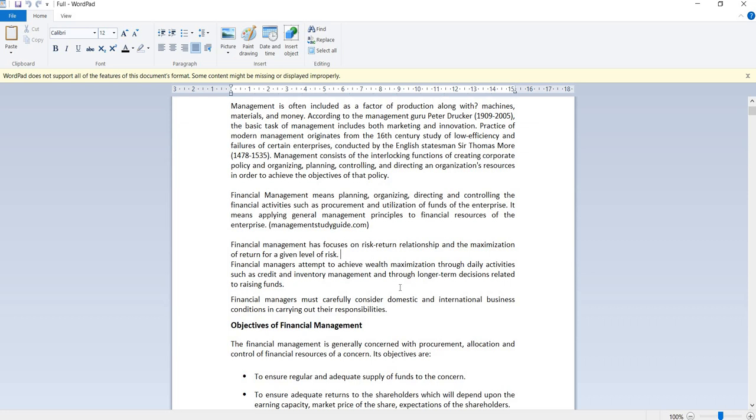So, financial managers attempt to achieve wealth maximization through daily activities such as credit and inventory management and through long-term decisions related to raising funds. So, ang ginagawa ng financial management is hindi lang nagmamanage ng mga inventories, credits, they are also involved in raising funds. So there are three ways to raise funds.